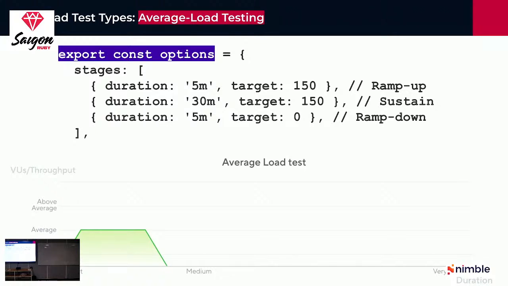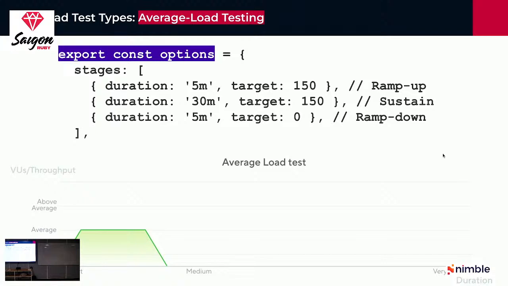So let's say our application has an average throughput of 150 requests per second. Starting with a 0 target, we will have 5 minutes as shown in the chart to get to a 150 target, and then we sustain it for around 30 minutes, and then we ramp down to 0.